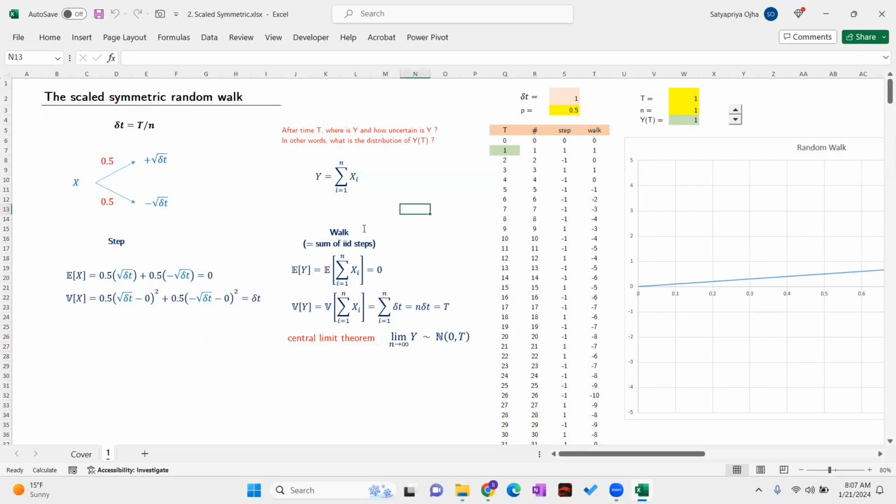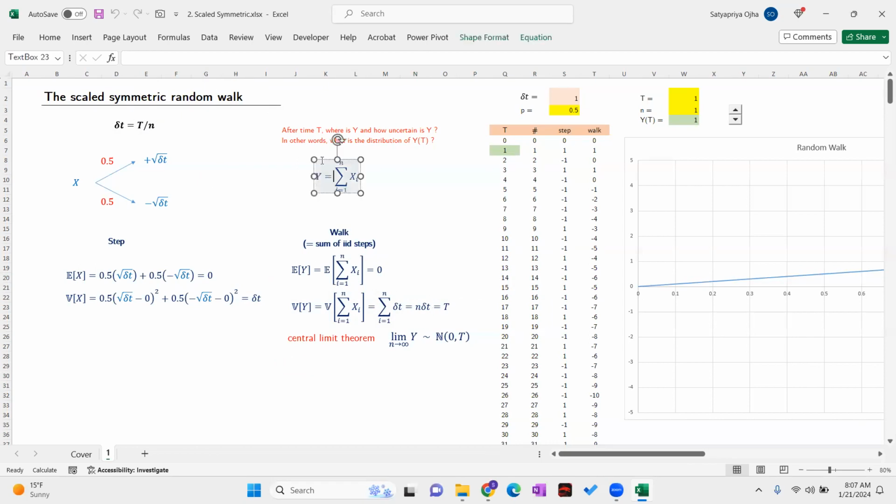Right. Now, what happens to the walk? Same equations. The expectation is again 0, right? On an average, the walk is supposed to be exactly where you started from. But look at the variance. Variance of the walk is sum of variance of individual steps. But the variance of each step is now delta t. So what is n times delta t? We get back the capital T. This is the time of evolution, which is part of our question, or what we are interested in, right?